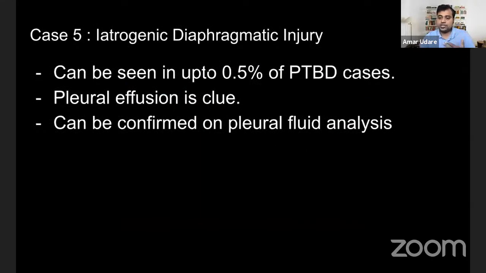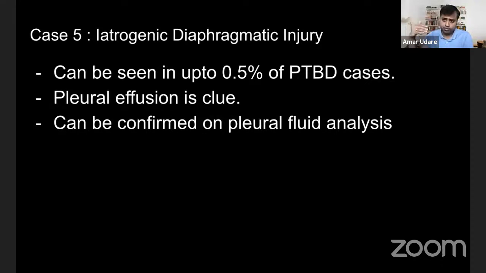And the last case that we discussed was an iatrogenic diaphragmatic and pleural injury due to PTBD. It can be seen in 0.5% of cases. And whenever you see pleural effusion, that should make you worried about a pleural injury. And in this case, what we did to confirm was we did a pleural aspirate, and that showed bile salt.